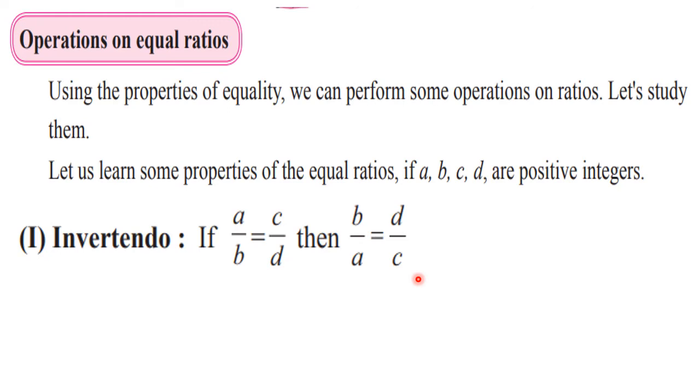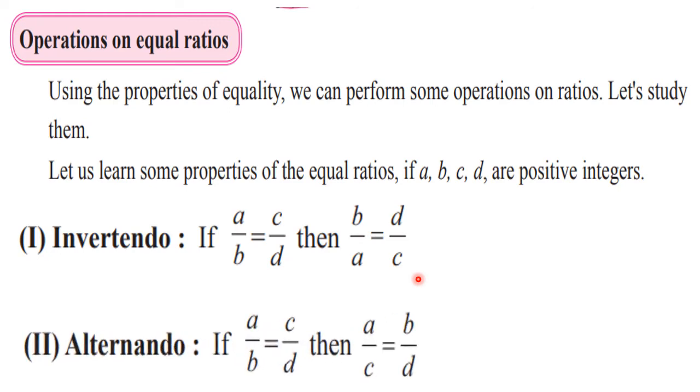That is called alternando. So here to alter means to interchange the position. The word alter stands for interchanging the position of these two. Numerator of first ratio and denominator of second ratio is altered.